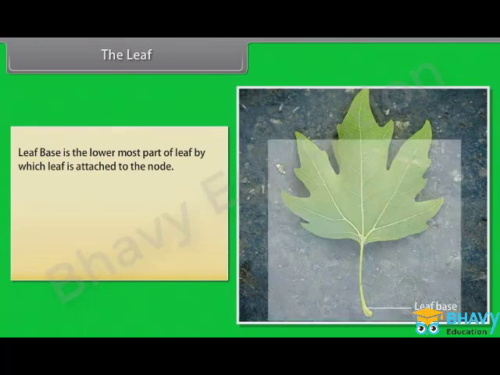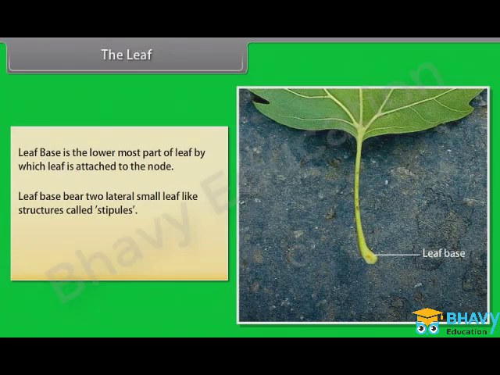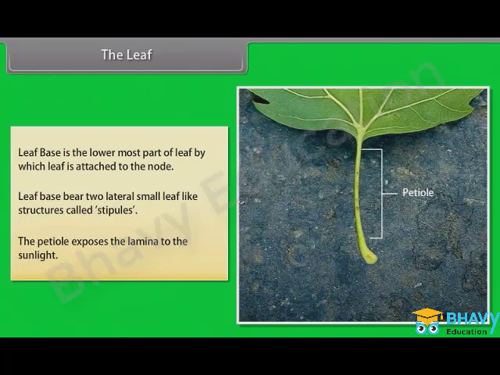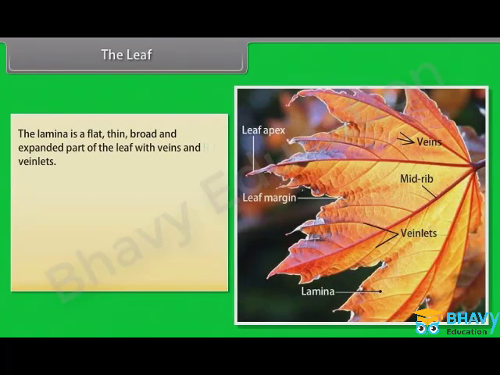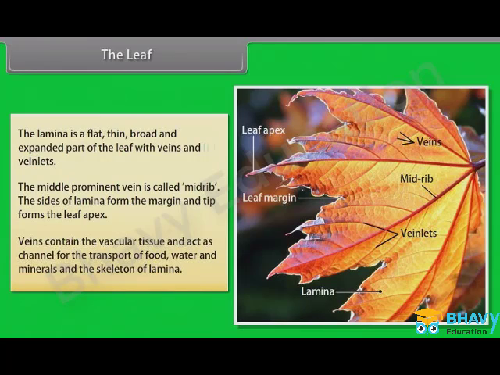Leaf base is the lowermost part of the leaf by which leaf is attached to the node. Leaf base bears two lateral small leaf-like structures called stipules. The petiole exposes the lamina to the sunlight. The lamina is a flat, thin, broad, and expanded part of the leaf with veins and veinlets. The middle prominent vein is called midrib. The sides of lamina form the margin and tip forms the leaf apex. Veins contain the vascular tissue and act as channel for the transport of food, water, and minerals, and the skeletal support of lamina.